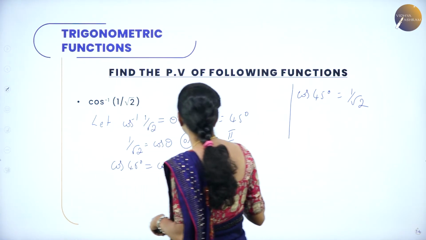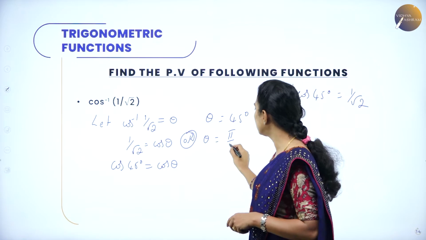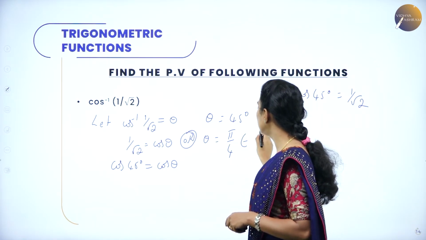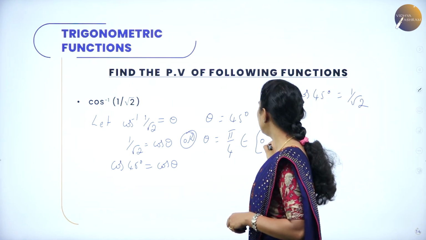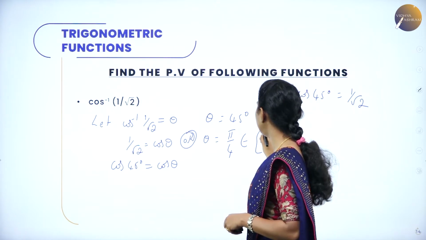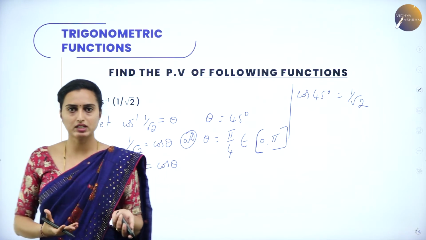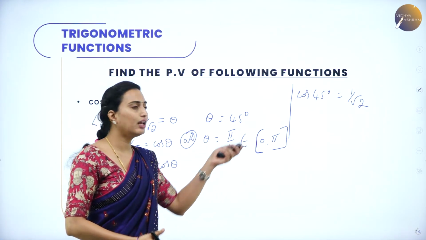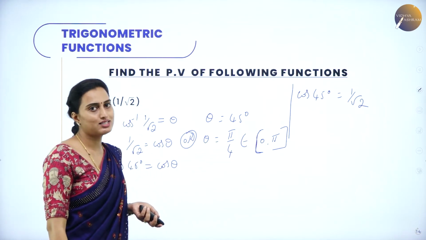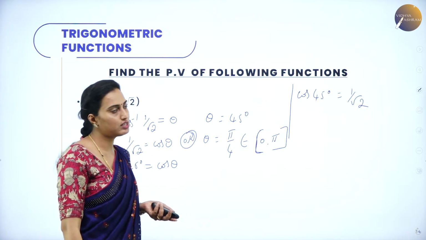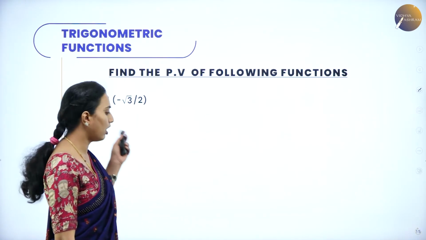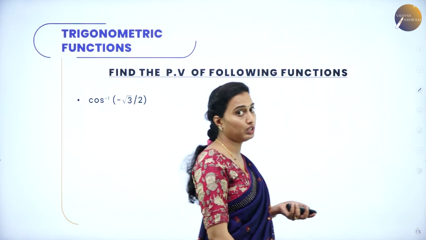What is the principal value range of the cos function? It belongs to the closed interval 0 to pi, 0 to 180 degrees. Obviously, within 0 to 180 degrees, 45 degrees is present. Therefore, it belongs to the range of cos inverse. Are you getting this?